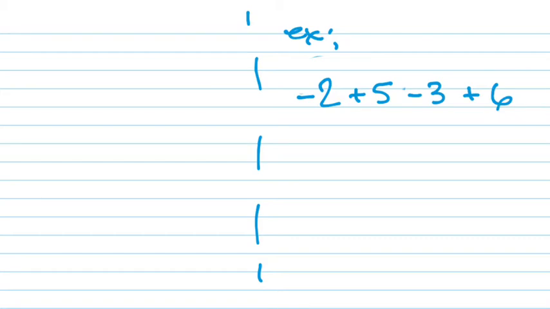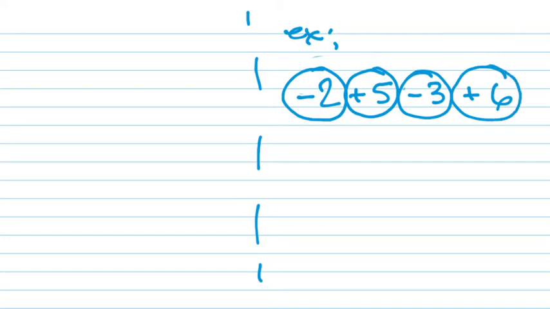Now we used to think of those signs as add or subtract. But now because we are working with integers, we need to think of those minuses and pluses not as add and subtract, but as the sign of the number. Okay? So what kind of 2 is it? A -2. What kind of 5? Positive. What kind of 3? What kind of 6? Positive.